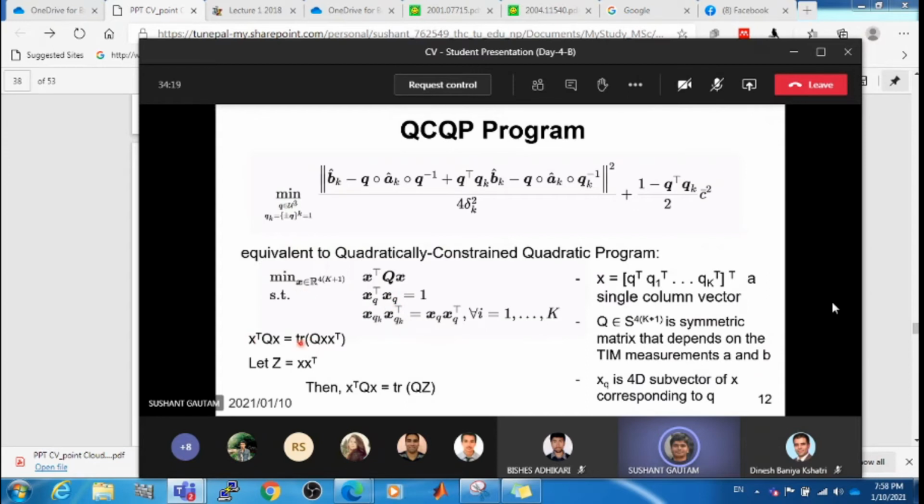Look here, tr is trace. This is equal by the rules of matrix algebra. This is this and this is equal to this by matrix algebra. So let's not discuss it more. So we suppose Z equals x x transpose. The function will change to the trace of QZ. This is also just a kind of rewrite.